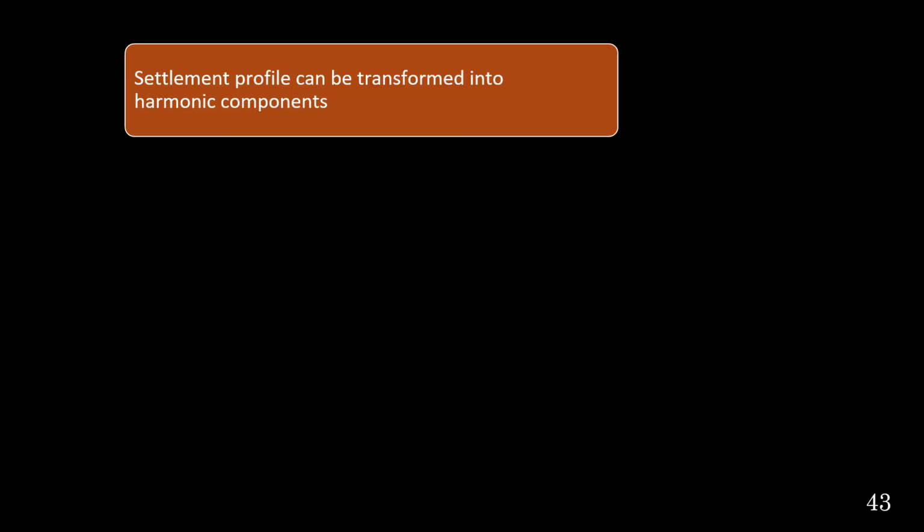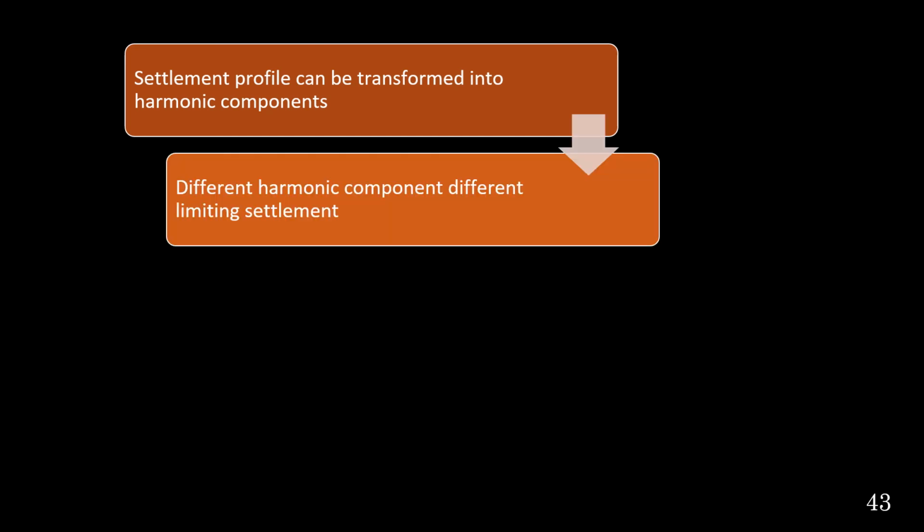Let me summarize what we have learned so far. The first thing we understood is that a global set of settlement profiles can be transformed into different harmonic components using Fourier series. The second thing we learned from our primary investigation was that different harmonic components have different limiting values. Therefore, the differentiation between them is important.